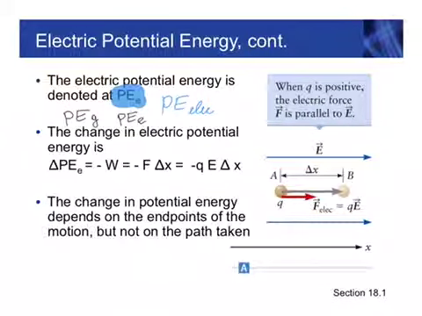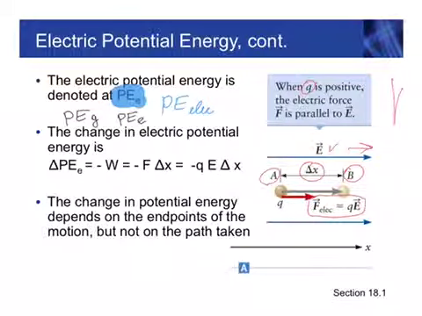Let's look at this diagram over here. We're given a positive charge that is placed in an electric field, and because the charge is positive, the electric field goes this direction. It's going to experience electric force according to this formula, and electric force is going to be directed this way. And assume we're moving the charge from point A to point B with the distance traveled delta x.